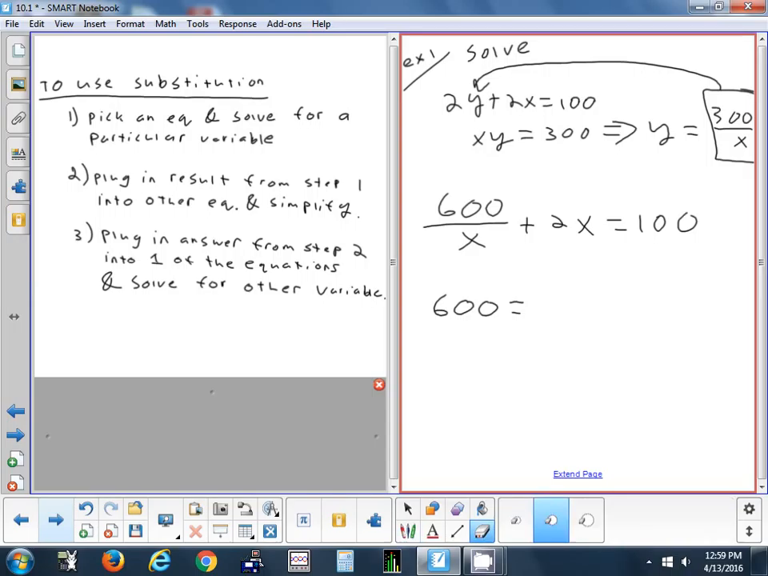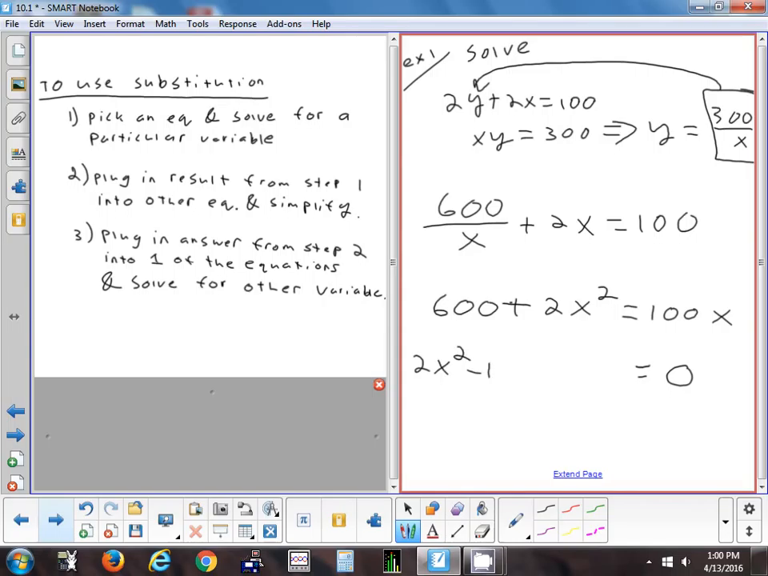So we get 600 plus what? 2x squared equals 100x. Okay, so now maybe you can start to see why, for a problem on substitution, this is not a good first problem for Algebra 1, because of how we're going to have to solve it. Let's get it equal to 0. So how would I move the 100x over? Yep, subtract it.